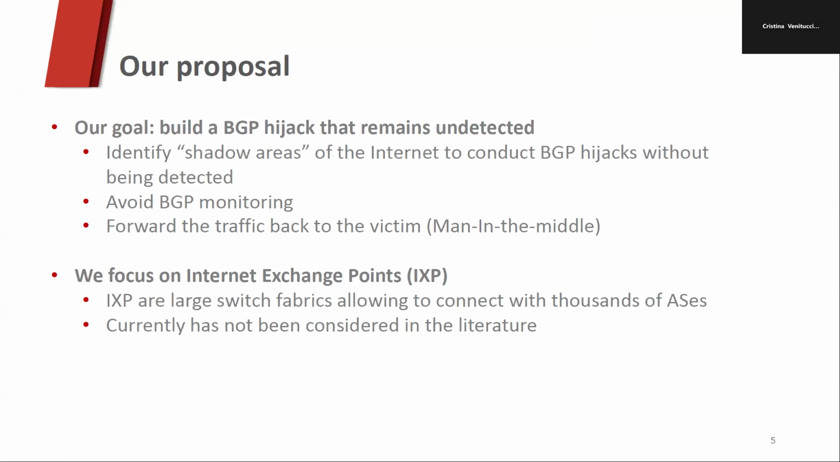We started this project with a definition of shadow areas, which are parts of the network where we could perform a BGP hijack while not being detected. These shadow areas rely on two criteria. One, our updates avoid BGP monitoring to avoid control plane detection. And then we want to be able to forward the captured traffic back to the victim in a man-in-the-middle fashion to avoid data plane detection. And we focused this study on internet exchange points, which are large switch fabrics that are the interconnection of ASs. This allows us to have a large surface of attack, and this hasn't been quite covered in the current literature.